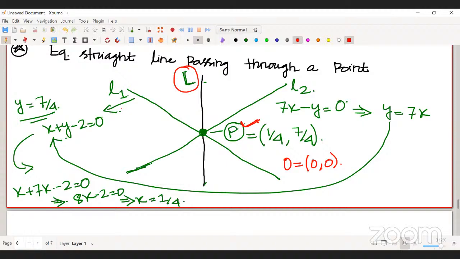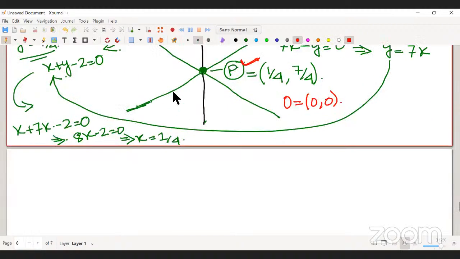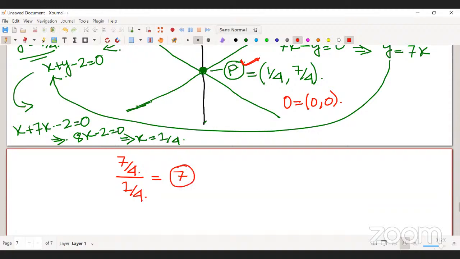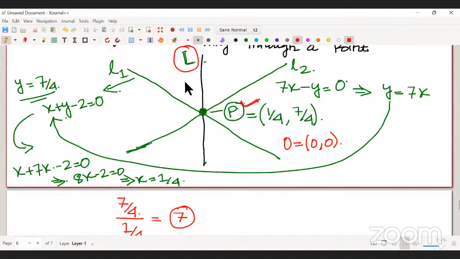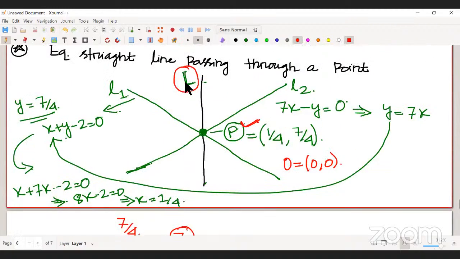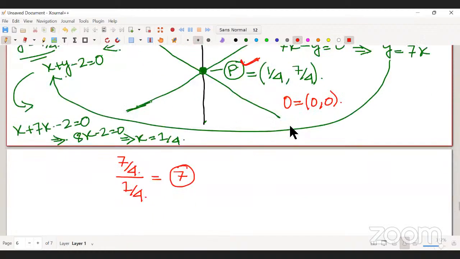You just need to find the slope. The slope is 7 by 4 divided by 1 by 4, which is nothing but 7, right? Yes, sir. Got it, sir. Will do, sir.